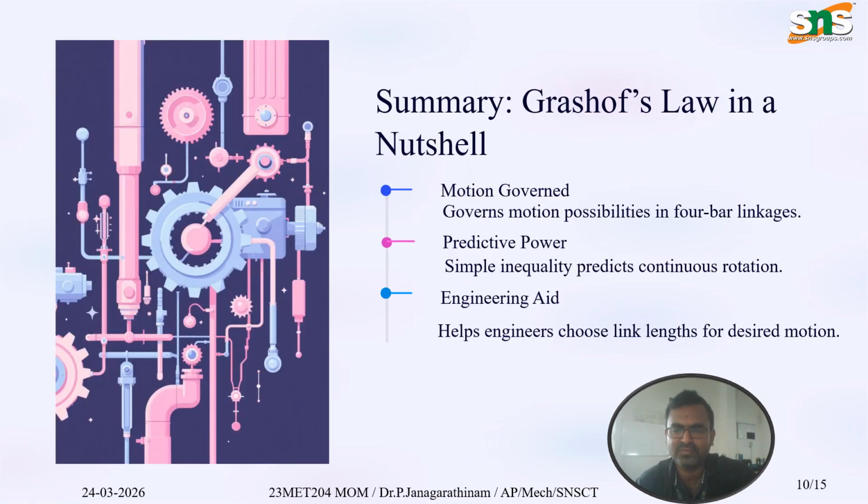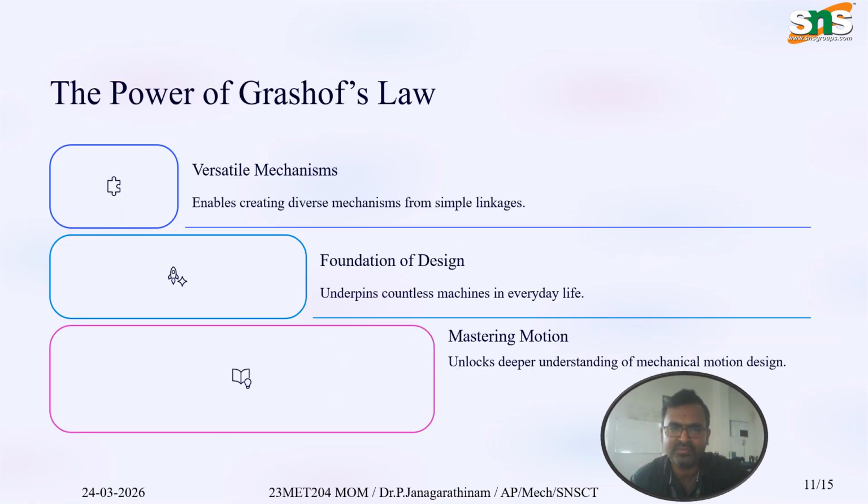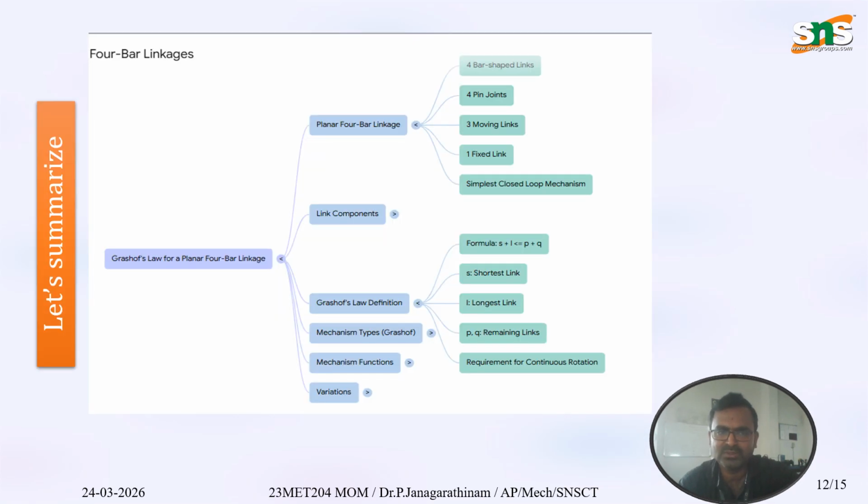So this is the summary of Grashof's law in a nutshell: motions governed, predictive power and engineering aids. The inequality simply predicts the continuous rotations between two links. This is the power of Grashof's law: versatile mechanisms, foundations of design, and mastering motions. This is a small summarization of today's video: four-bar mechanisms, what joints and links we have to use, Grashof's law, mechanism types, and how the mechanisms vary.